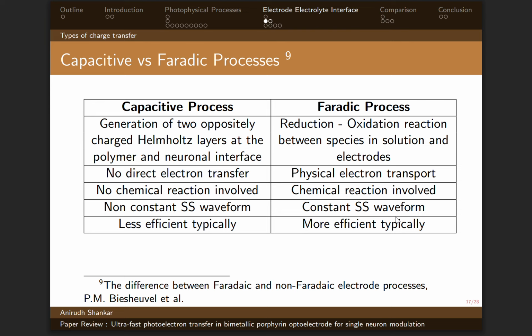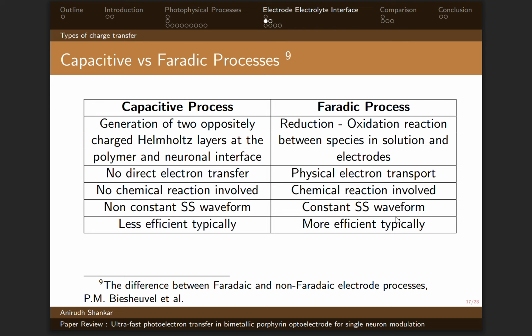And as you might have anticipated from the previous statement, there is no direct electron transfer in a capacitive process, whereas a physical electron transport occurs in a Faraday process. And in a capacitive process, there is no chemical reaction. On the other hand, there is a physical reduction oxidation, which implies there is a chemical reaction involved in a Faraday process. And the typical characteristic of a Faraday process while measurement is that there is a constant current waveform that is obtained in steady state, which is not a characteristic of the capacitive process.